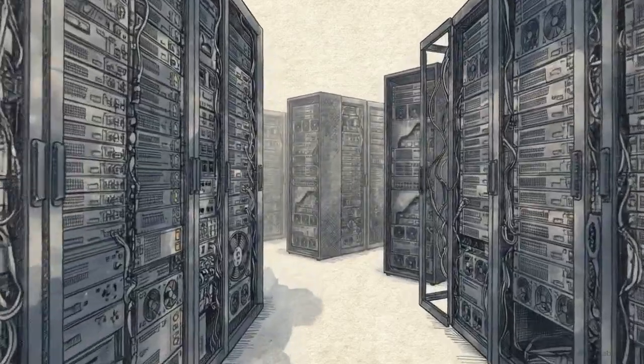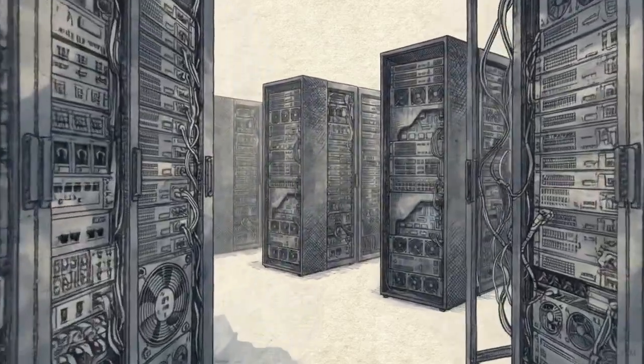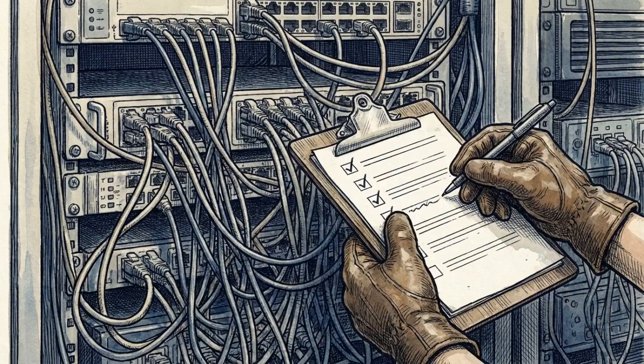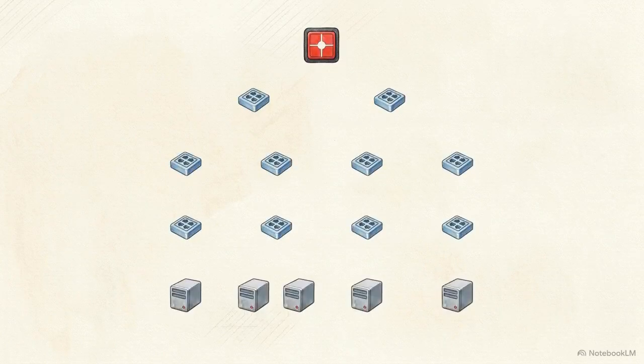Take a look at this digital landscape. For years, the traditional data center was built exactly like this, a sprawling collection of rigid, isolated switches that required individual configuration and heavy manual oversight. This animated diagram illustrates the primary flaw of that legacy design.